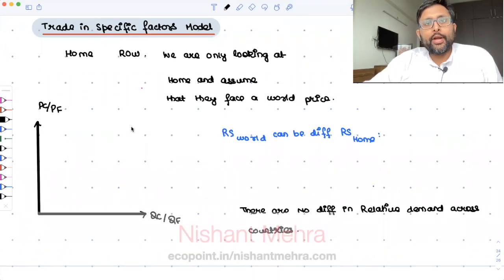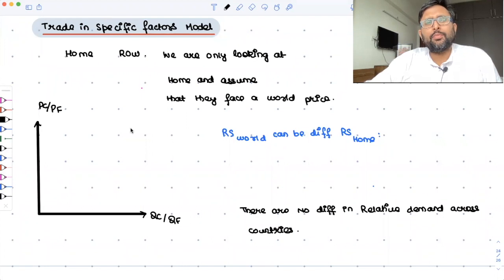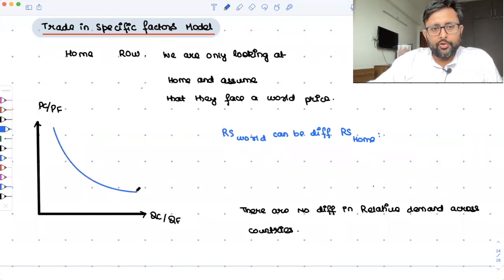Now let us add trade in the specific factors model. Instead of comparing two economies, we are going to focus on home and the rest of the world. We are looking only at the home, and we are assuming that they are facing the world price. That's simple.